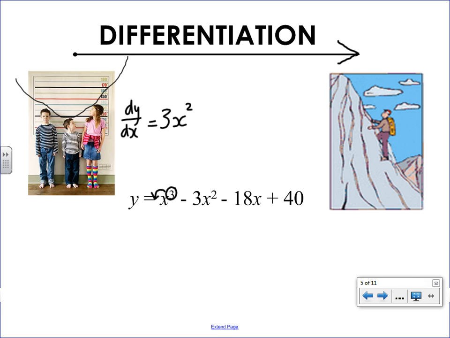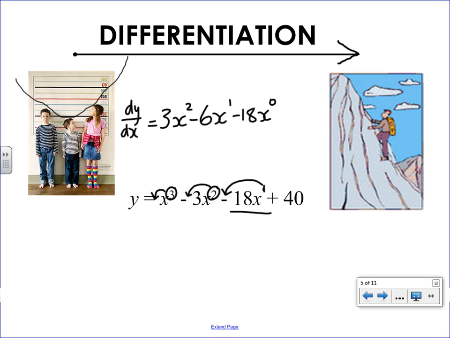Next, this 2 is going to go down and become a multiple, so it's going to combine with the minus 3. What would I have there? Minus 6, exactly. And then the power goes down by 1. What power have I got on that? x to the 1. We don't write it, but it's a 1. So the 1 comes down and times by the minus 18. Minus 18. And then the power goes down by 1? No.